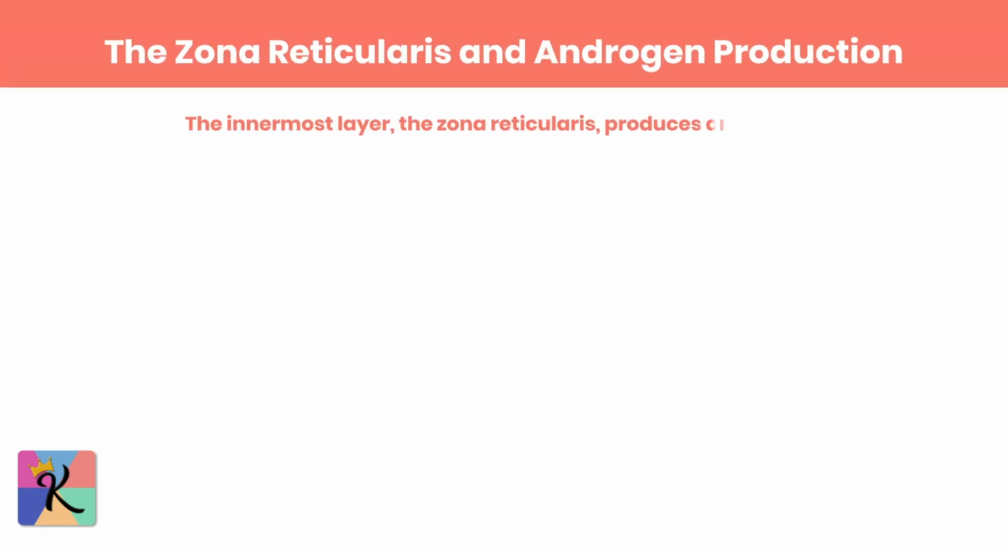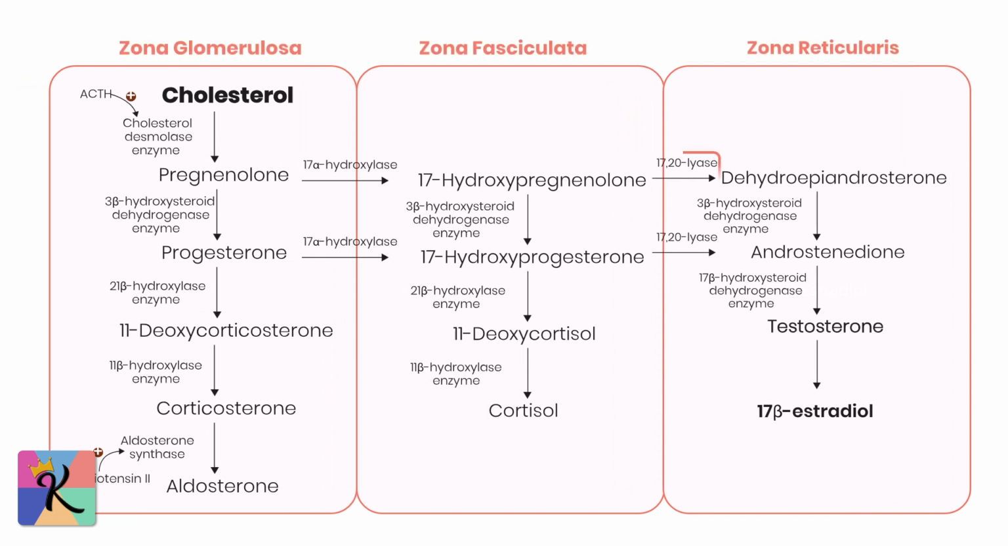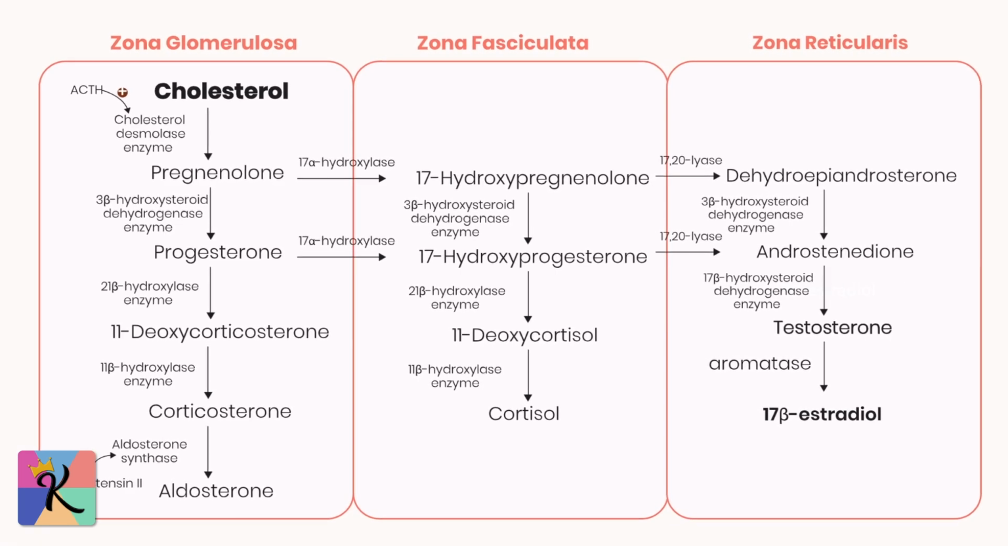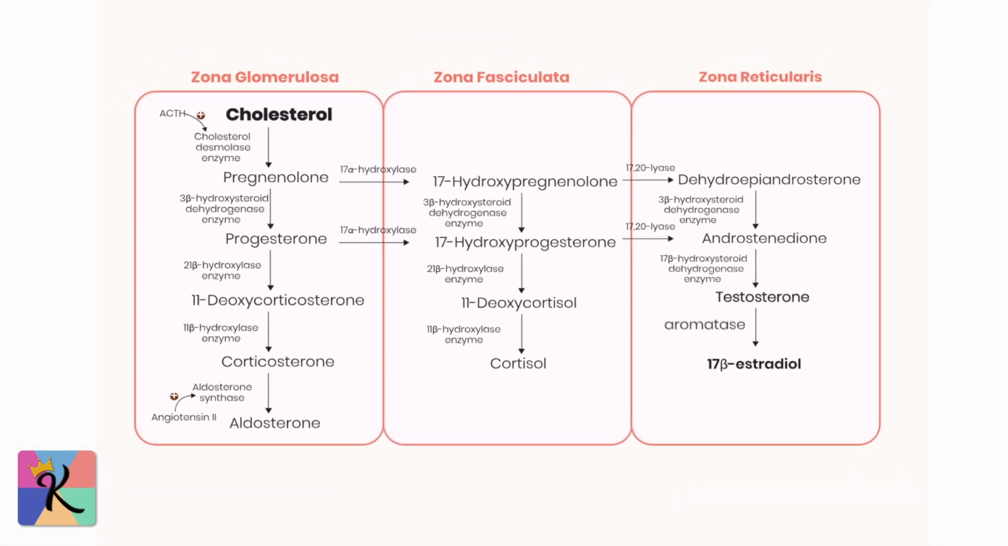The innermost layer, the zona reticularis, produces androgens, including testosterone and estrogen. Enzymes like 17,20-lyase and 3B-hydroxysteroid dehydrogenase convert intermediates like DHEA and androstenedione into testosterone. In some tissues, testosterone is converted into 17-beta-estradiol, a form of estrogen, by the enzyme aromatase. While the adrenal glands produce small amounts of testosterone and estrogen, their contribution is minimal compared to the testes in men and ovaries in women.